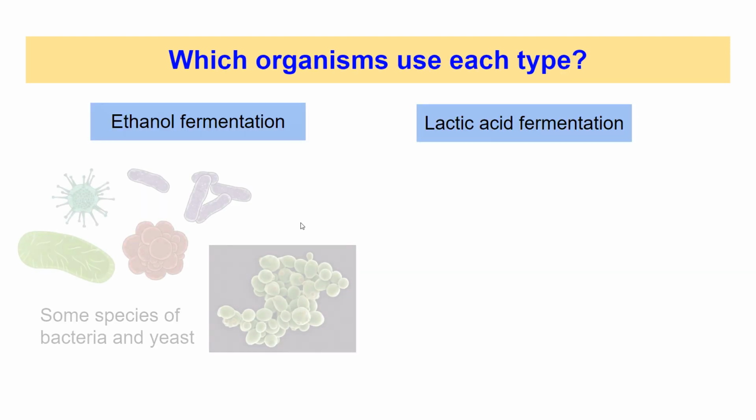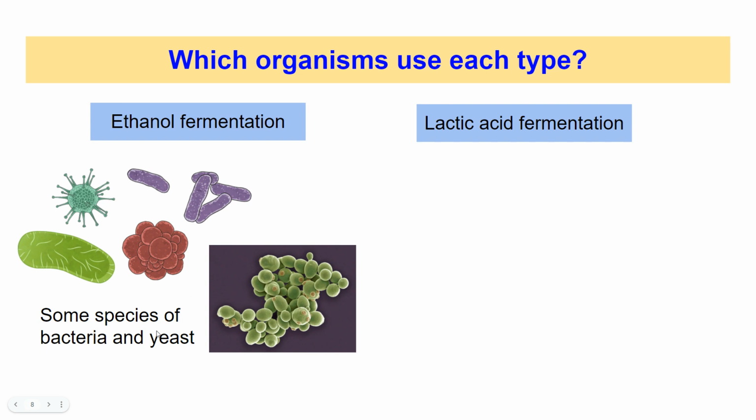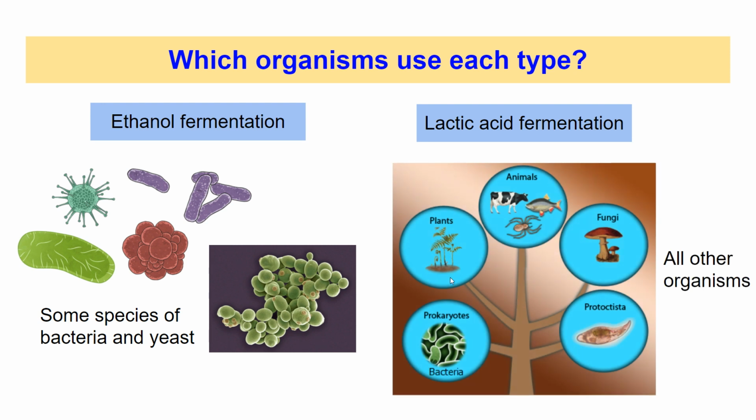So, there are a few organisms, such as some bacteria and yeast, which is a fungus, that undergo respiration in the absence of oxygen, and it produces ethanol, which is used for alcohol and in different types of food production. However, most organisms, such as prokaryotes, bacteria, most plants, animals, most fungi, and protista, undergo lactic acid fermentation.